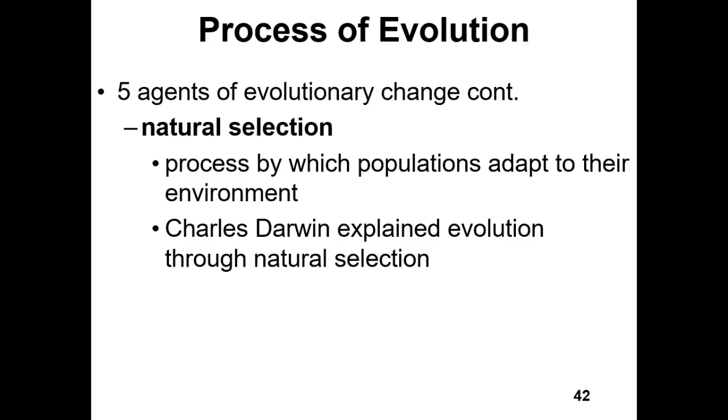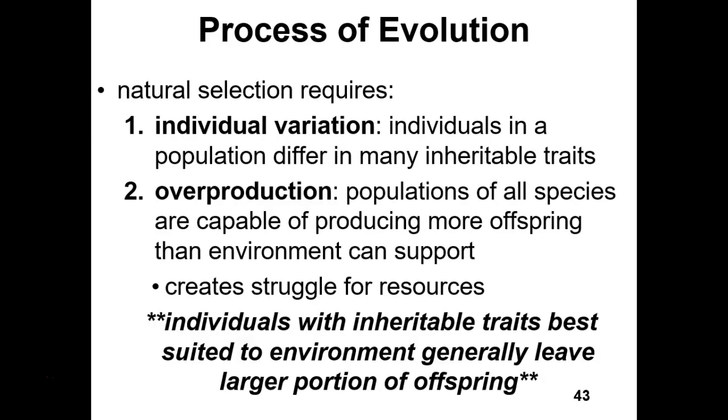The last thing then is natural selection. So we have to have selection for evolution to occur, which means the environment is going to select for specific types of organisms. The best adapted individuals are going to be the ones that are going to survive and be able to reproduce, and that is natural selection. This process was explained by Charles Darwin in the 1800s.